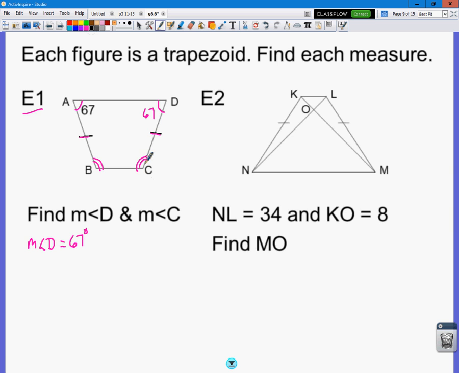How would I find angle C? Yep, Jordan? Subtract 67. Right. These two have to add up to equal 180. Since I've used 67 of them, what's remaining is 113 degrees. So the measure of angle C has to be 113 degrees. Question? And then do you check? How big would angle B be? It would be 113 degrees as well.